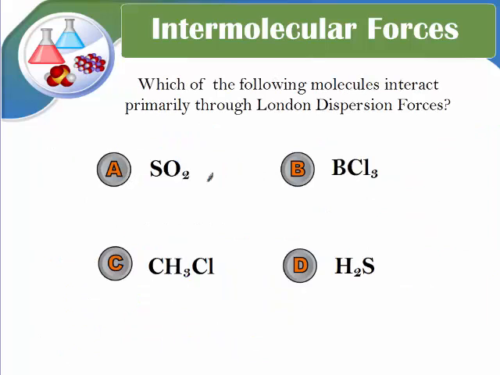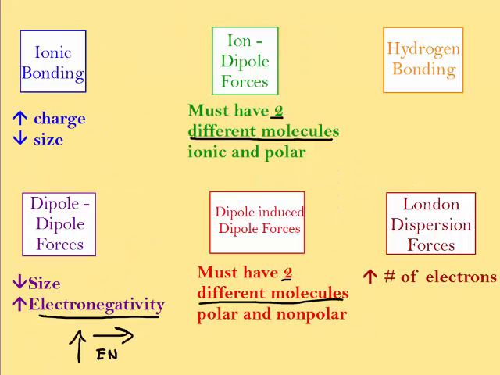On this one, identify which type of IMF each of these have, and then answer the question. Do any of these have 2 different molecules? The answer to that is no, so it cannot be this one, and it can't be this one.